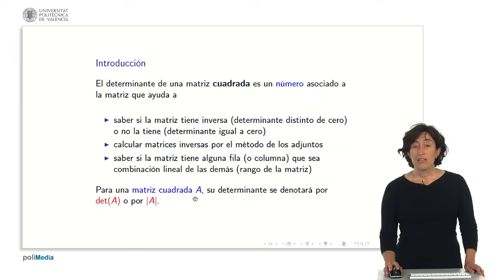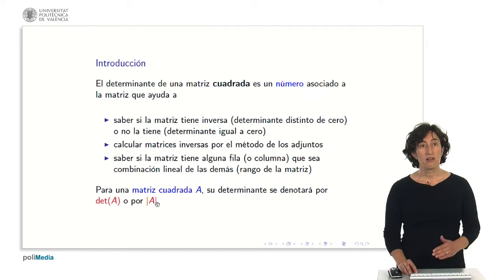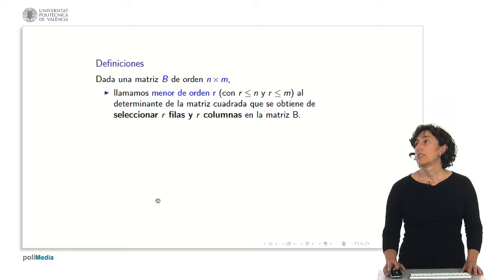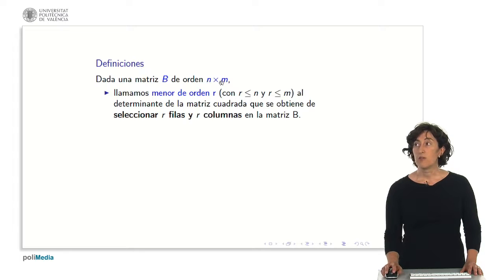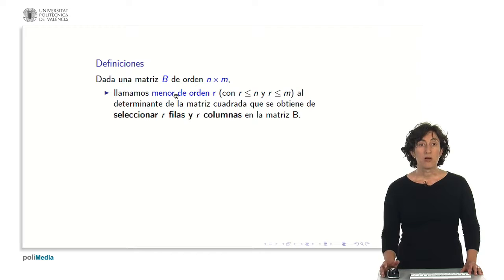For any square matrix, for which we can calculate determinants, we will note it in this way, det A, or with this expression here so that it is more comfortable throughout the presentation. So given a matrix B of order n times m, that is, with n rows and m columns, we are going to call minor of order r the determinant of any square matrix that we can build by selecting r rows and r columns in the matrix B.